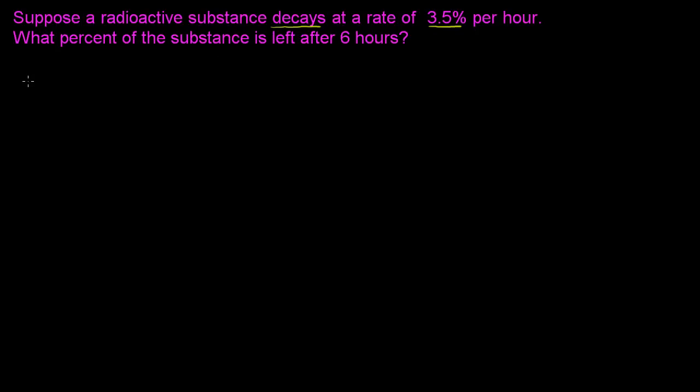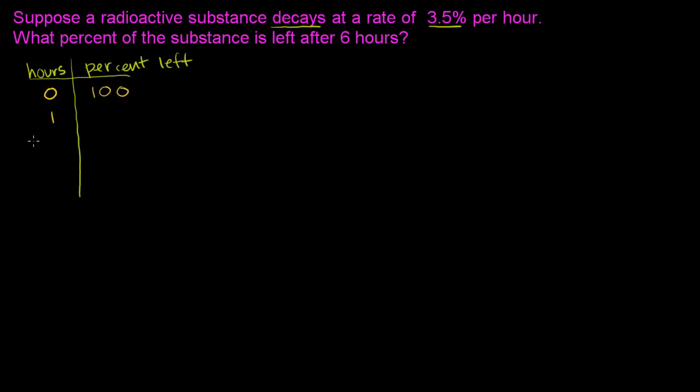So let's make a little table here to just imagine what's going on. And then we'll try to come up with a formula for, in general, how much is left after n hours. So let's say hours that have passed by and percentage left. Percent left. So after 0 hours, what percent is left? Well, it hasn't decayed yet, so we have 100% left.